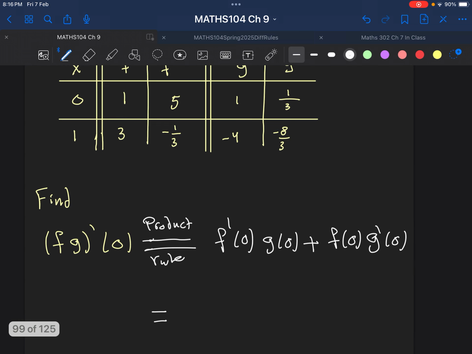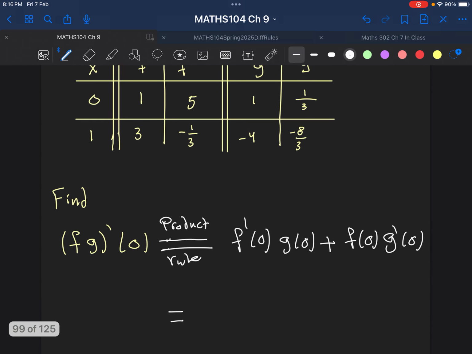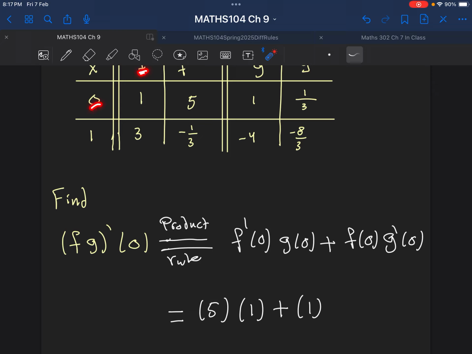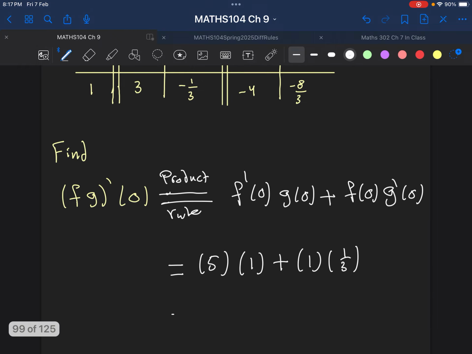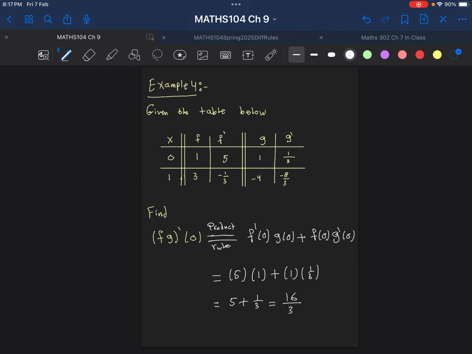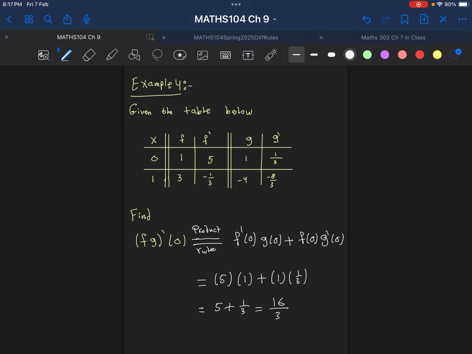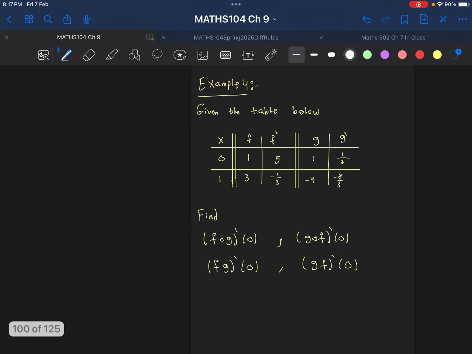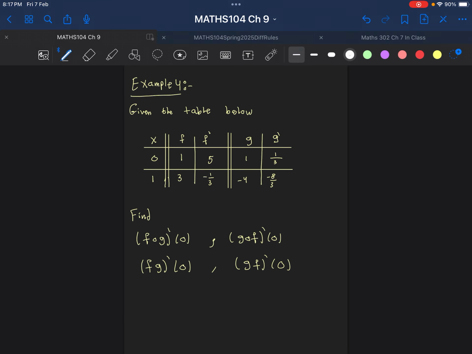Now, what is the derivative of f at 0? It is just 5. How much g of 0? It is 1 plus f of 0 from the table. You can see it. F of 0 is 1. And then g prime of 0, it is 1 over 3. If you do this, this would be just 5 plus 1 over 3. So it would be 16 over 3. And that's the third one. So sometimes we use the chain rule and sometimes we use the product rule.